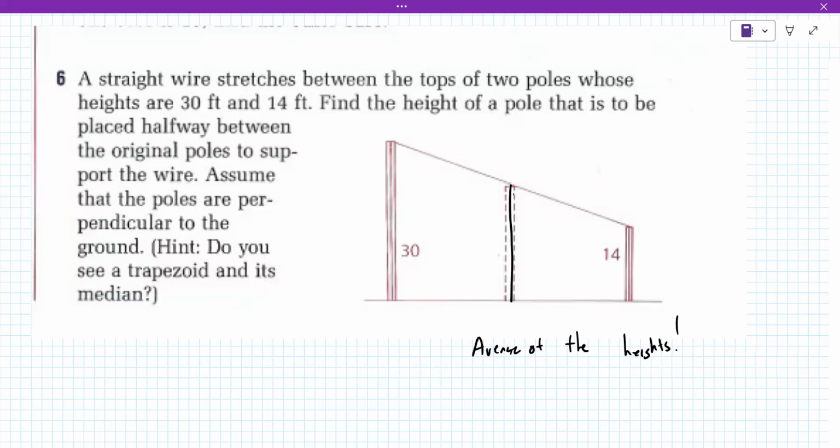Wait, I'm not sure what this one is asking. For the average of the two heights. Oh, they're the bases this time, but in terms of the problem, they're the heights of the poles. Average of 30 and 14. So just 22. 22 feet. Yes.